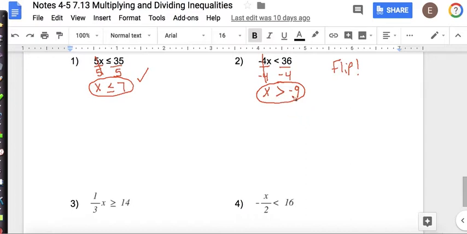Now let's pick something greater than negative 9. I'm going to pick negative 8. So negative 4 times negative 8 is 32. Is 32 less than 36? It sure is. Put a check mark.